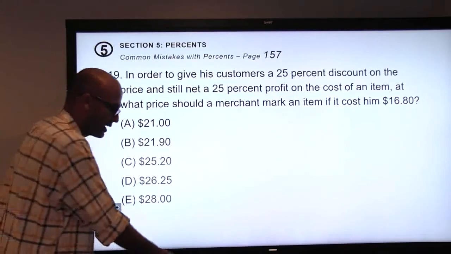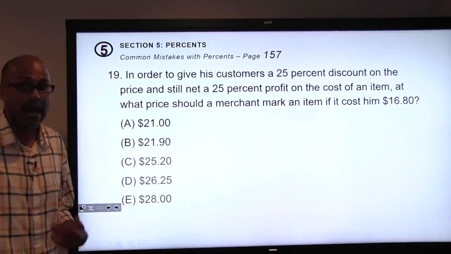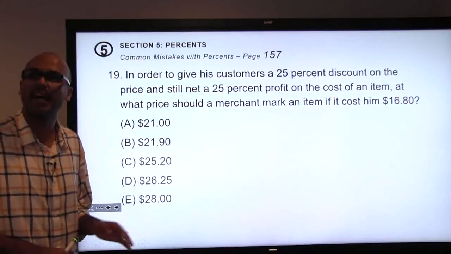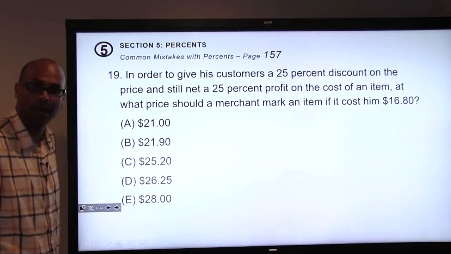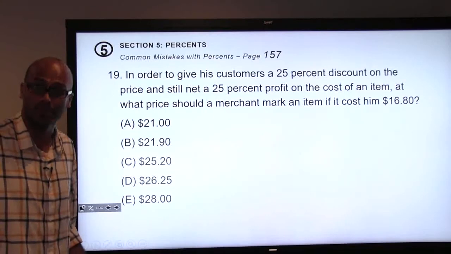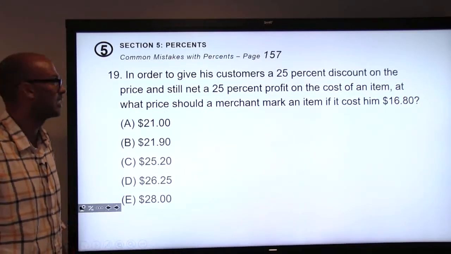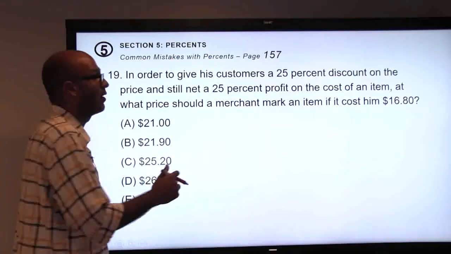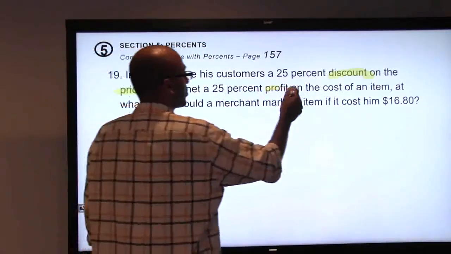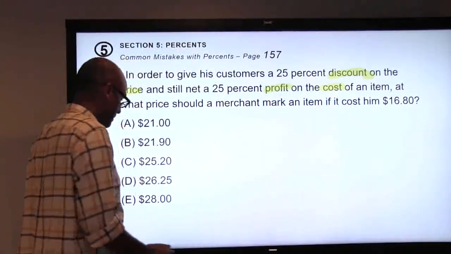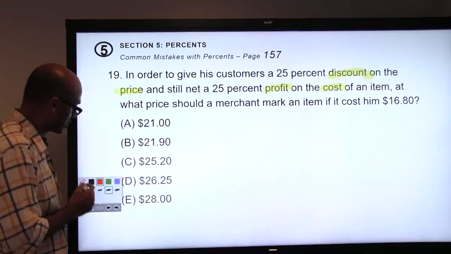All right, with that then, let's get into this question here. Like I said, I think the setup is the most important thing, nothing else. If you do the setup right, this is an easy question. If you don't, I can see why 80% of you got this wrong. Think about that for a second. Notice what's involved in this question. There's a discount, there's a price, there's a profit, and there's a cost. What's the relationship of those things?